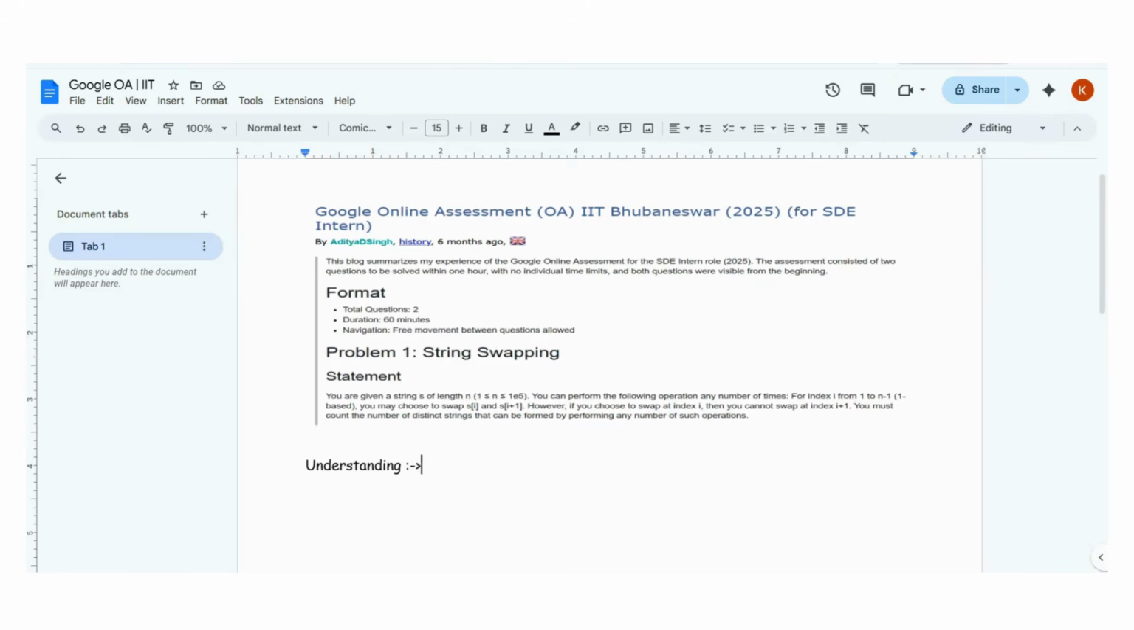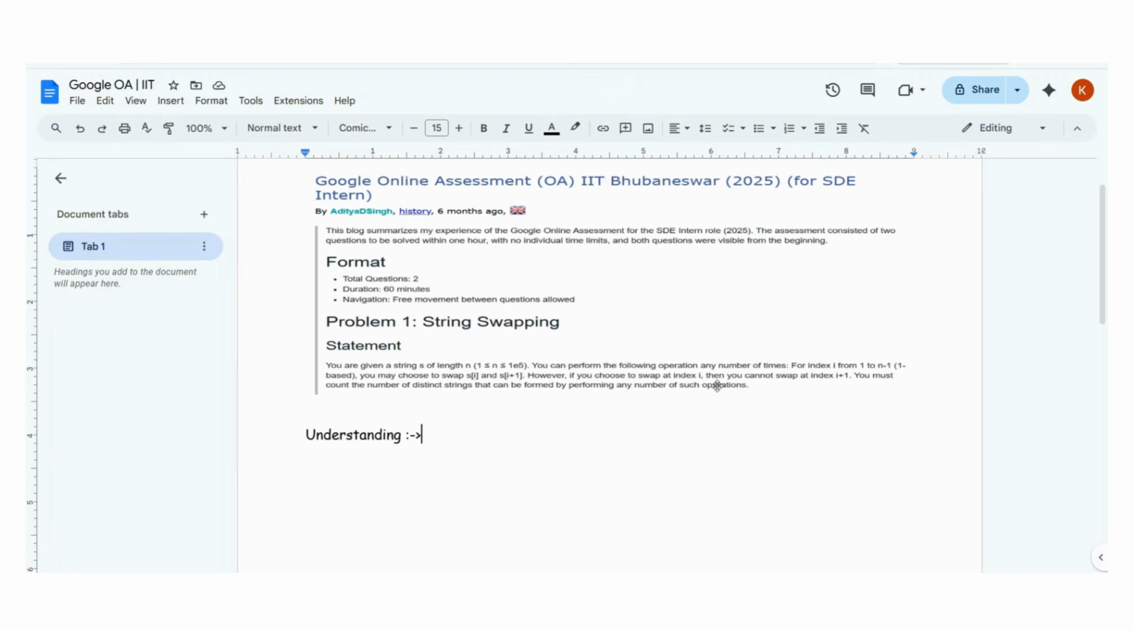So let's directly jump into the problem. The actual problem is not that difficult, guys. The difficulty mainly arises because the language of the problem makes it difficult. You can see that you are given a string. You can perform the following operations any number of times from index 1 to n minus 1. One based indexing we have to consider for the string.